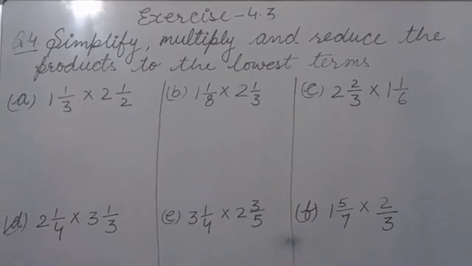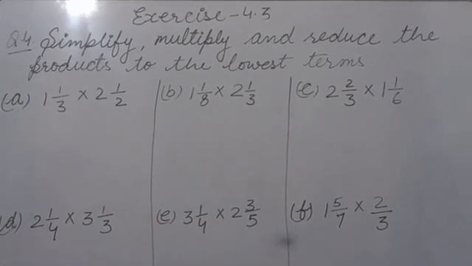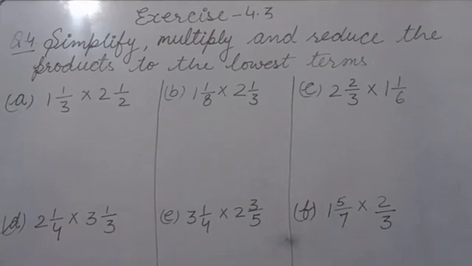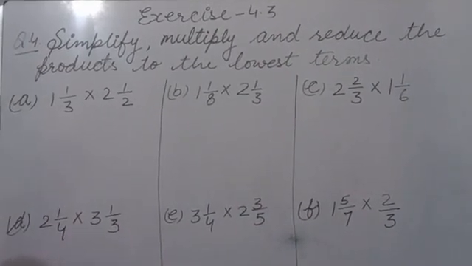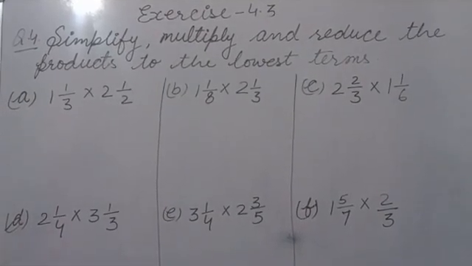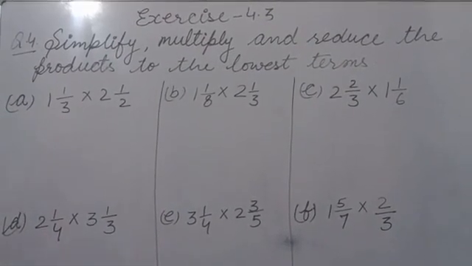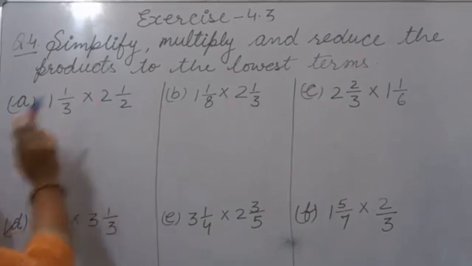Lowest term means if an improper fraction is there, we change it into a mixed fraction. And if proper is there, then no need to do anything. And if improper, then we will reduce it to the lowest term, means we will change it into a mixed fraction. So A part is there: 1 whole 1 upon 3 multiply by 2 whole 1 upon 2.